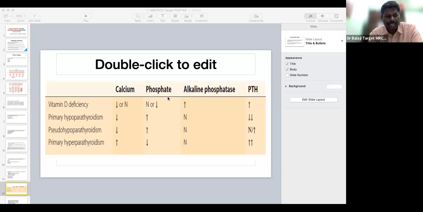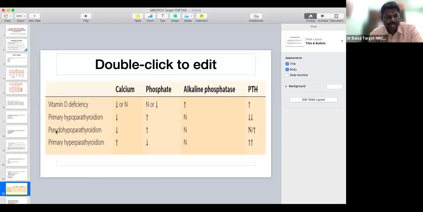So what might be the reason here? Why is it behaving like this, pseudohypoparathyroidism? Because of the receptor issue. So probably the receptor resistance is there, and that's why we get pseudohypoparathyroidism. Okay.